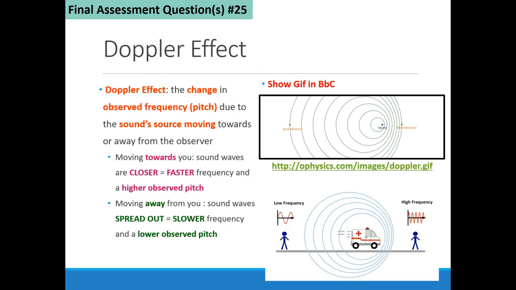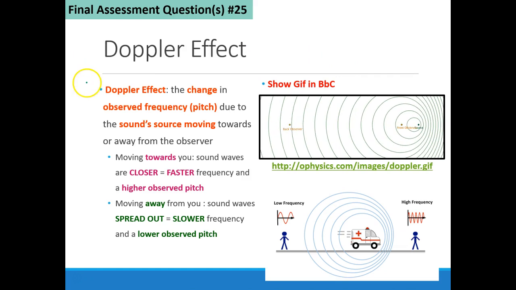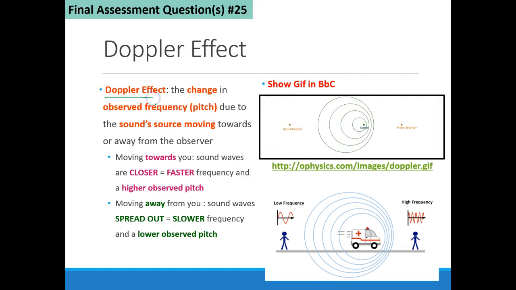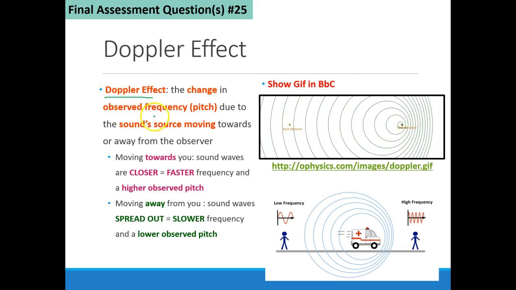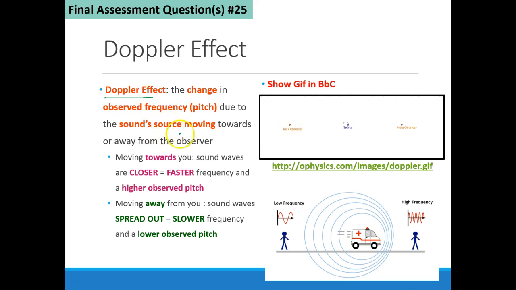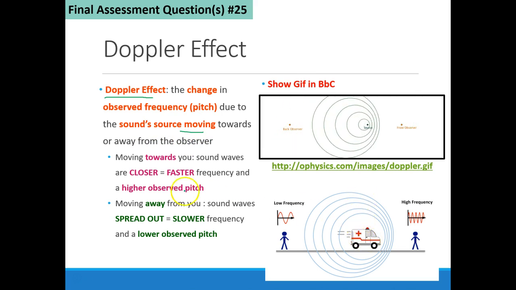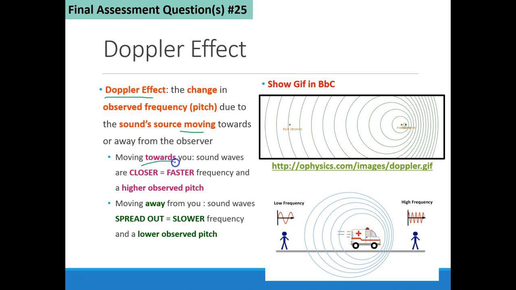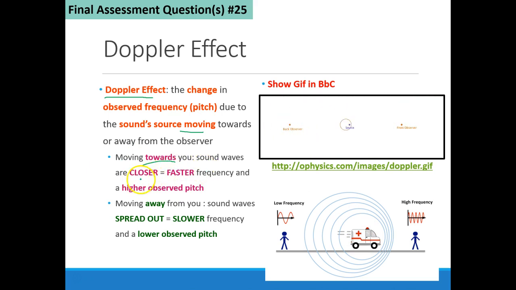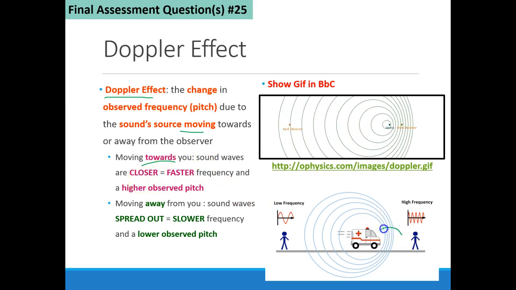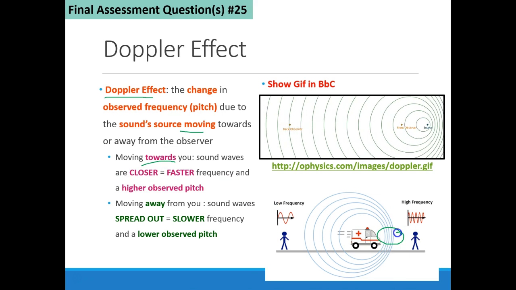Question number 25, last but not least, is talking about the Doppler effect. Remember, the Doppler effect has to do with the frequency or pitch that you hear when a sound is moving towards or away from you. And this has to do with that idea of an ambulance or a fire truck coming towards you. Now, when it's coming towards you, you actually hear a much higher pitch. And the reason for that is because these sound waves are actually pretty slow.